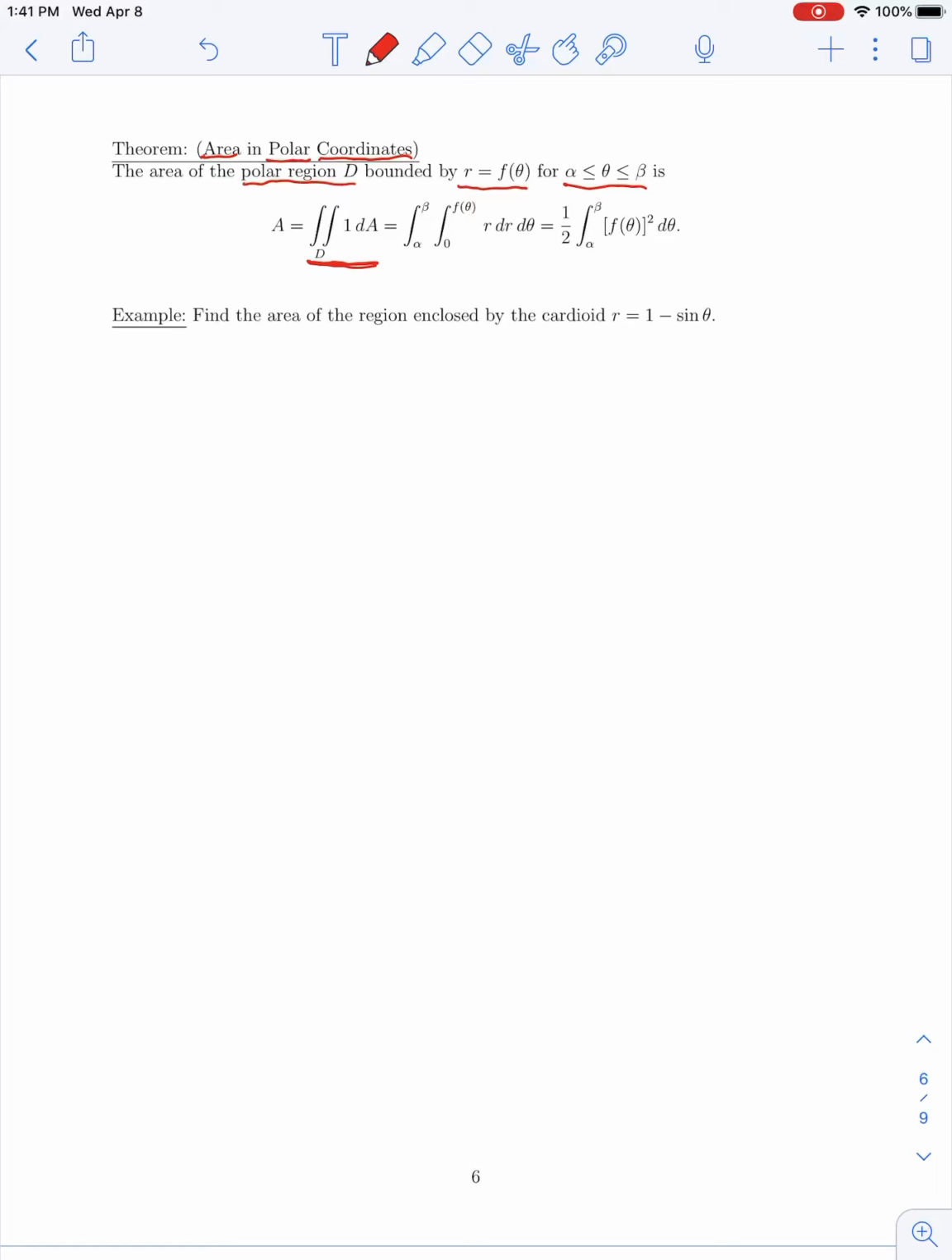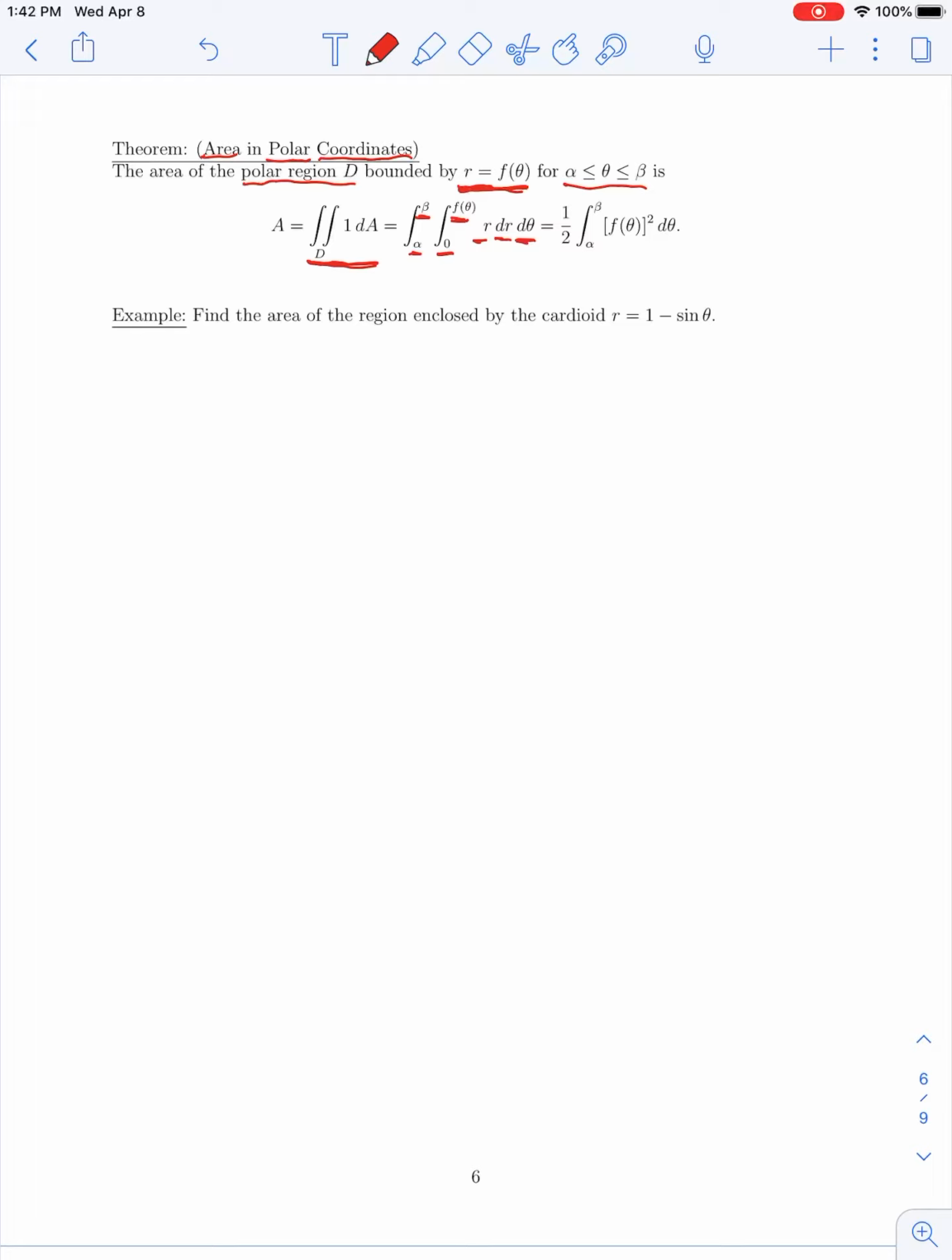So here, if we make use of polar coordinates, we can express that double integral as an iterated integral, where our outer integral with respect to theta ranges from alpha to beta, and our inner integral with respect to r ranges from 0, that is from the origin, out to the value of r defined by this function f of theta. And the differential of area in terms of polar coordinates, remember we pick up that extra factor of r, so we have 1 r dr d theta.